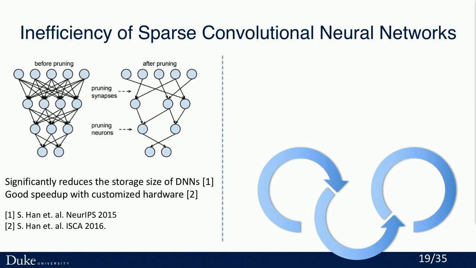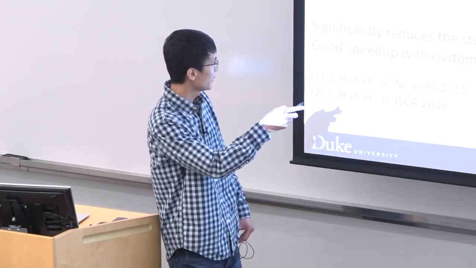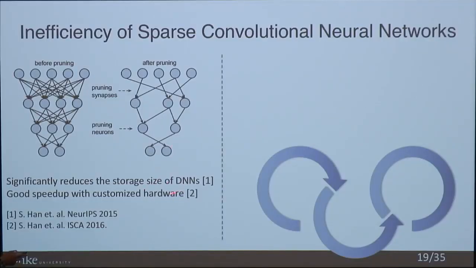When people talk about sparse neural networks, usually they refer to a neural network where a lot of connections are removed. It can significantly reduce the storage size of a deep neural network. And if we can customize the hardware for the specific neural network, we can get a good speedup.